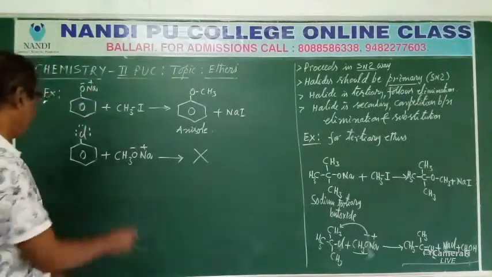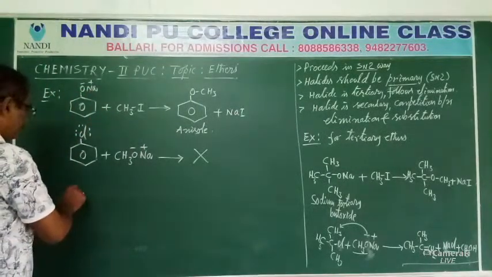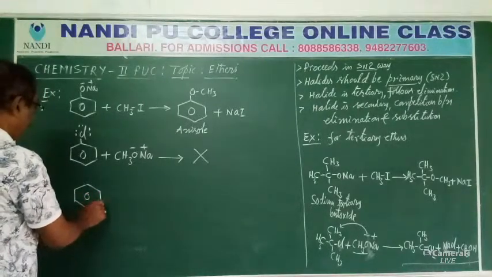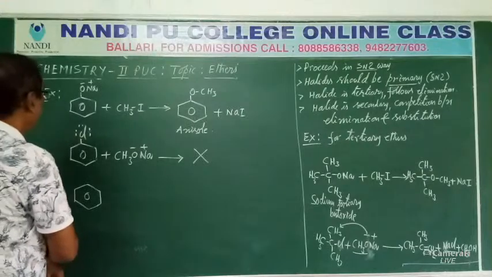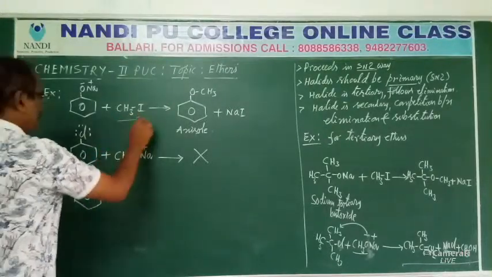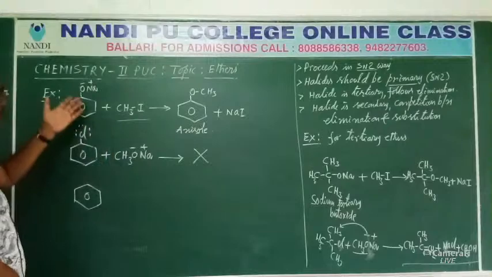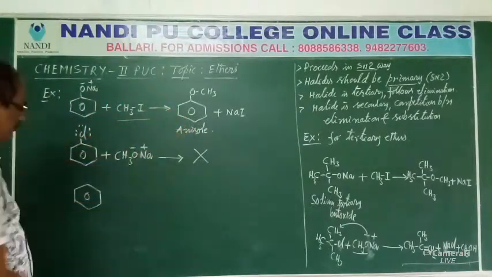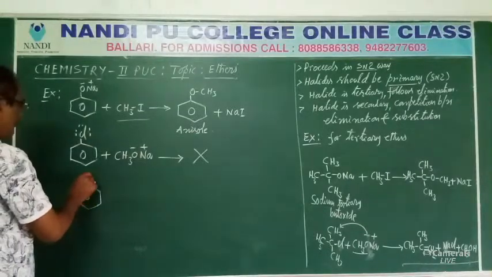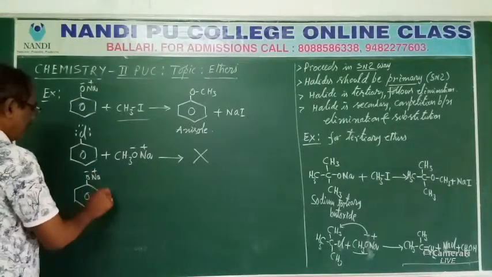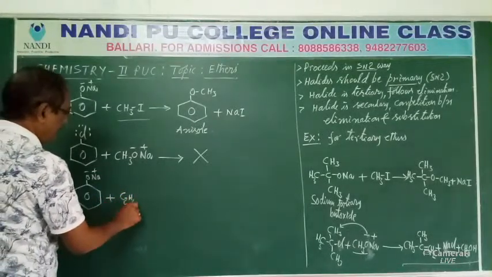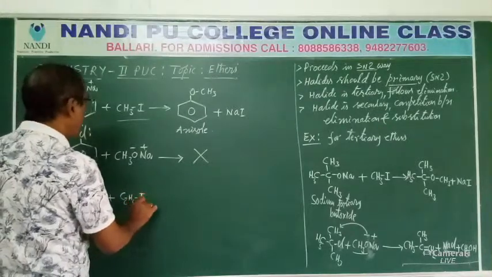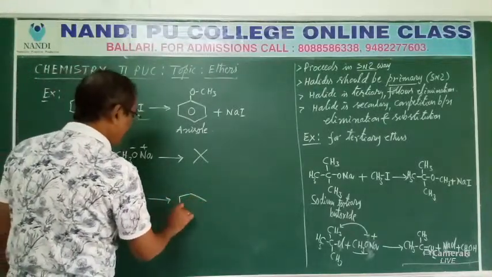That means if I take this, then there is no problem. No need to take one more example. In place of this, if you take an ethyl group, that is already what we have seen: plus C2H5I, then you will get the ethyl phenyl ether.